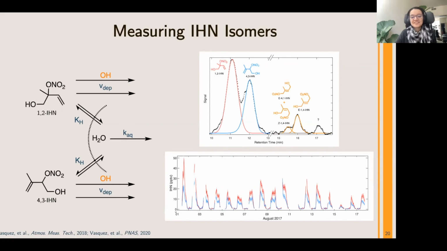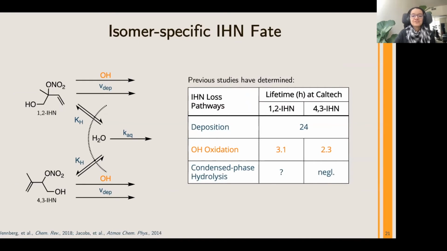If we can collect enough of these GC snapshots, we can now observe how these concentrations change over time. And we can also see how they change relative to each other, which is key to uncovering how their loss processes may differ. So previous studies that have used both the GC-CIMS as well as other methods have already given us some insight into 2 of the 3 different pathways this compound can take. We know that deposition isn't that big of a deal because its atmospheric lifetime is about 24 hours. Oxidation through OH, on the other hand, which again, remember, gives us back ozone and NOx, is actually quite important. The lifetime at Caltech is approximately 3 hours and 2 hours, respectively.